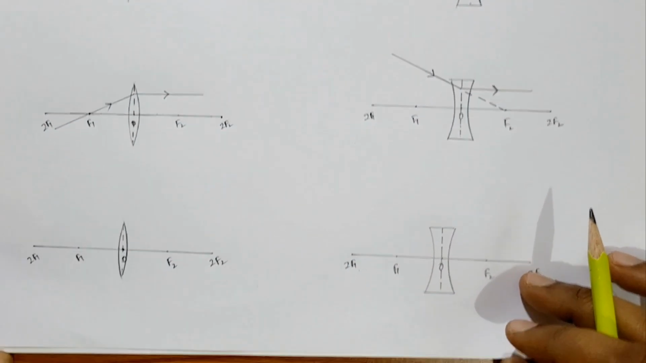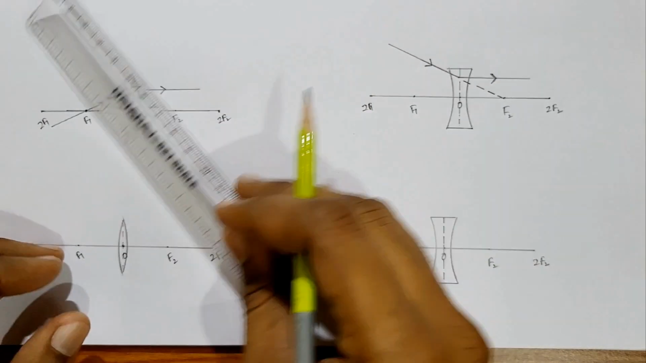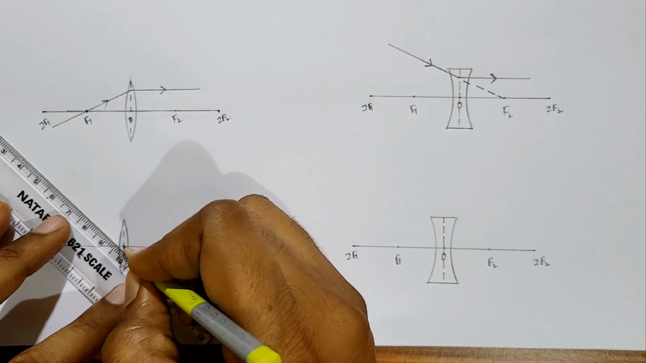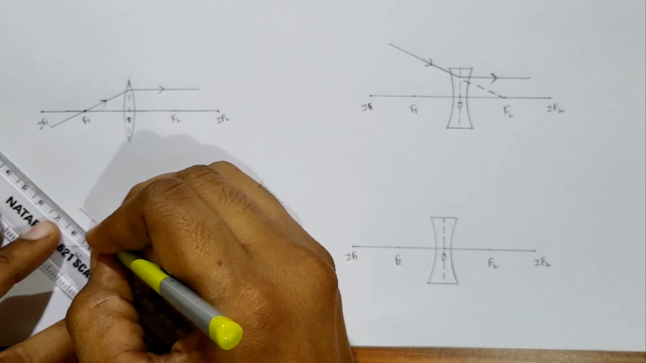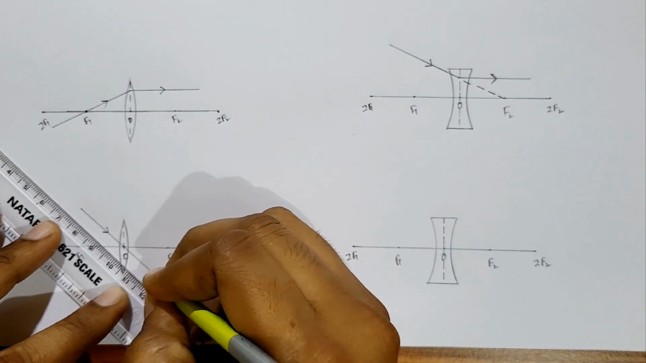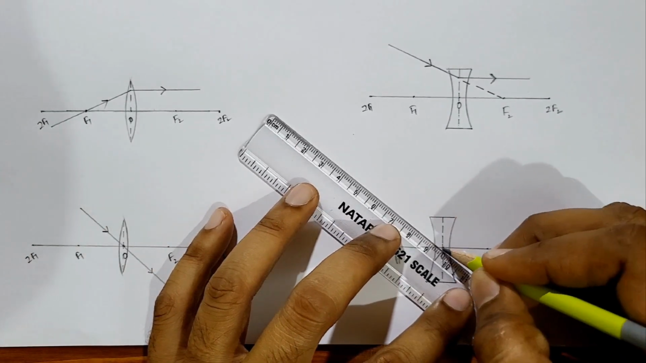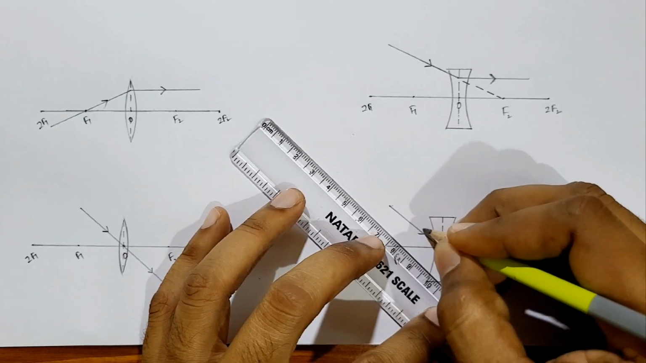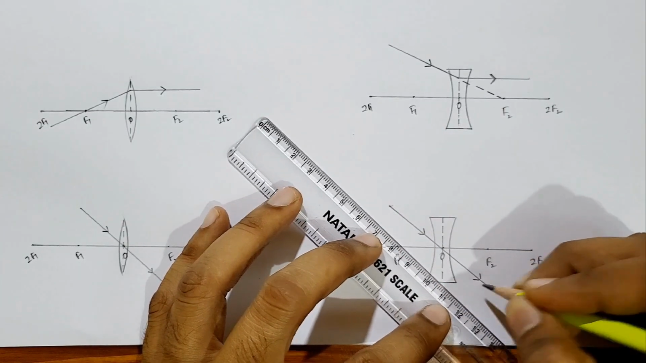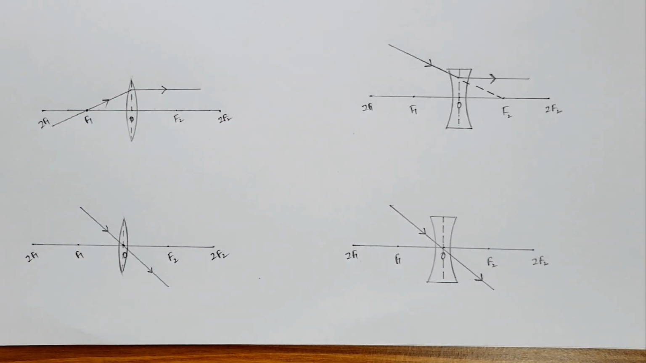And the last case is when a light ray passes through the optical center. This is also one of the important questions in the board examination. When a light ray passes through the optical center, it will not go through any deviation. It will pass straight. No refraction will happen. Why? Because when a light ray passes through the optical center, it will be passing perpendicular, meaning like this.